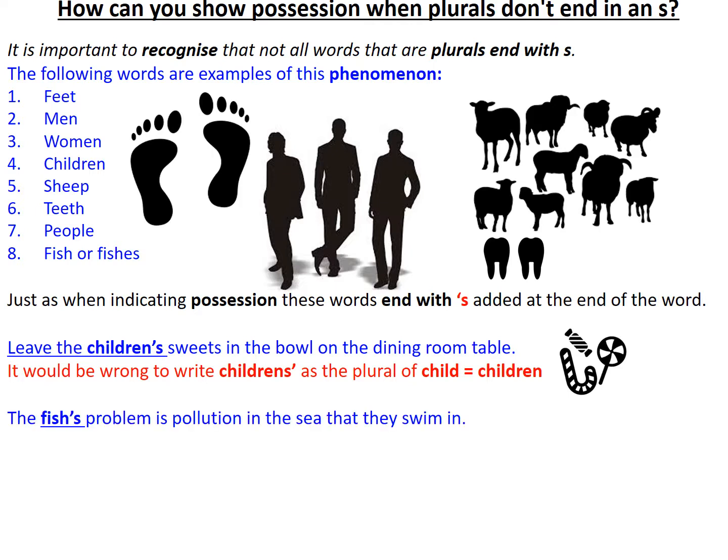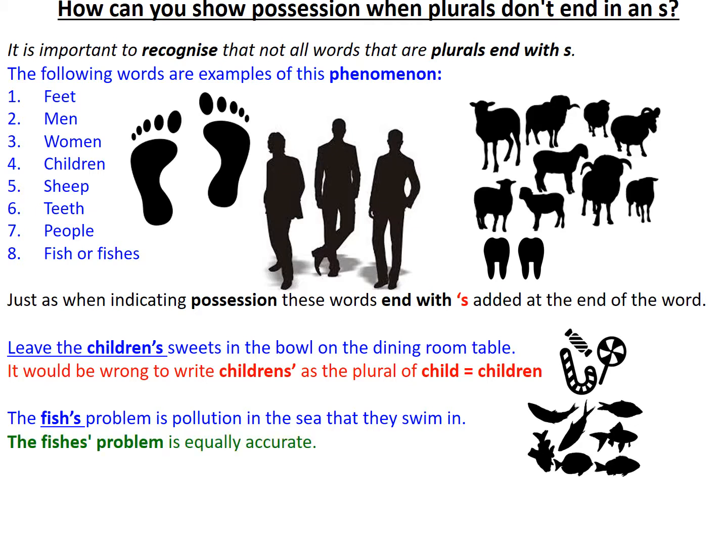Next up, the fish's problem is pollution in the sea that they swim in. It's important to consider here that if I said fishes spelt with the ES, that is equally accurate. The fundamental truth is, if it doesn't end in an S, we just add an apostrophe, then the S, to show that the problem is for the fishes. Or in the previous example, that the sweets belong to the children.